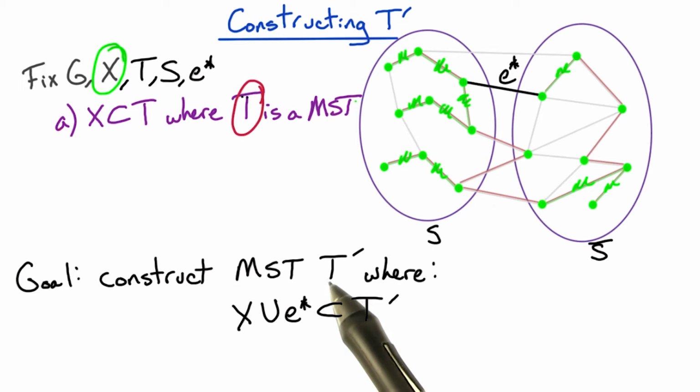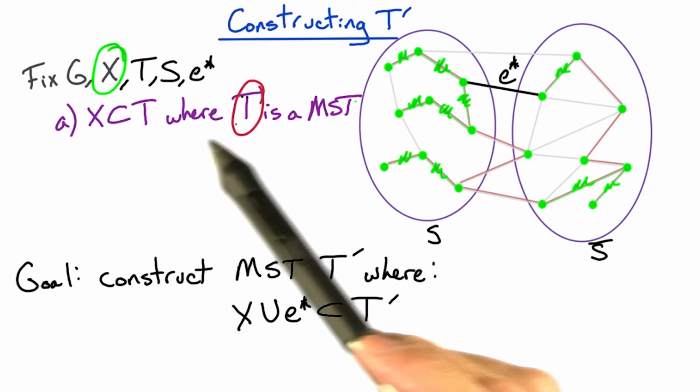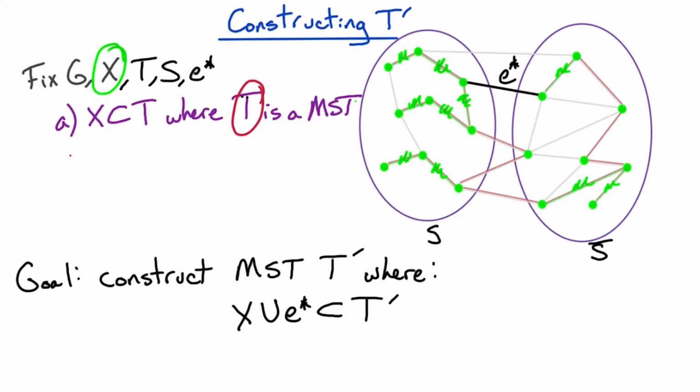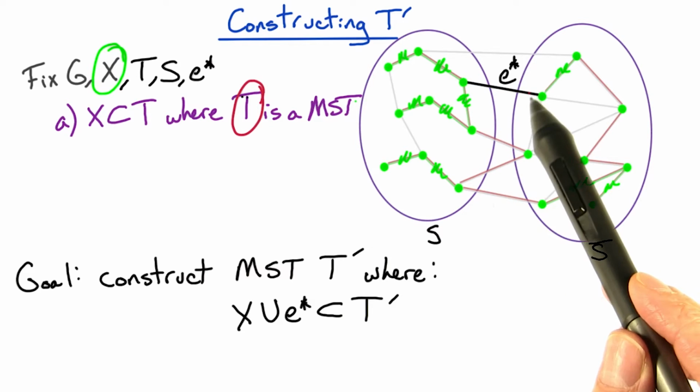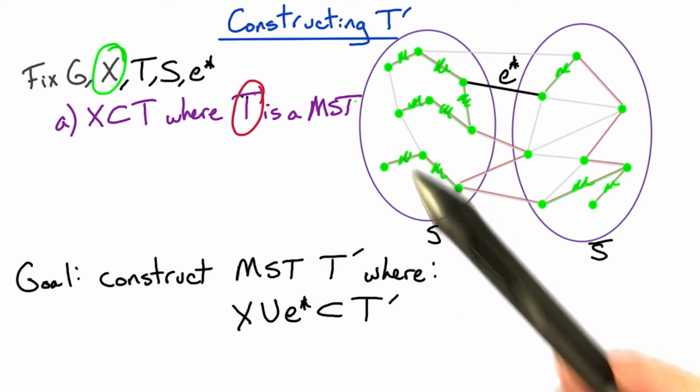Now, once again, our goal is to construct this MST T prime, which contains X and E star. Now, we know there is an MST T, which contains X. There are two cases to consider: either this edge E star is a part of T, or it's not part of T.